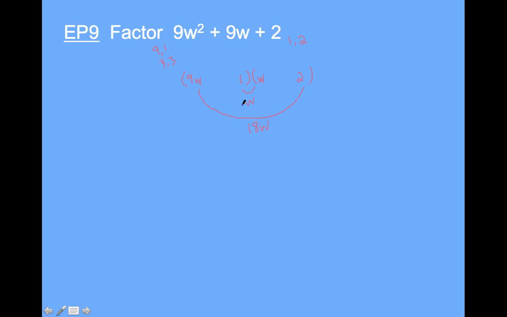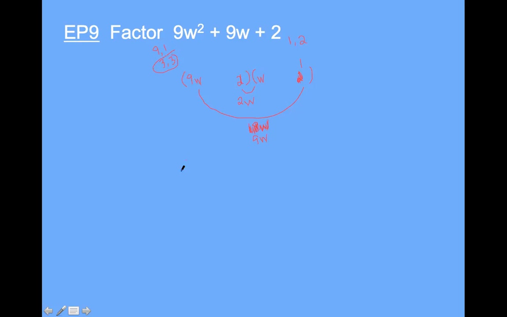Okay, can I get a 9 out of that? Nope. But before I give up on 1 and 2 and where they are placed, I'm going to switch places. I'm going to make this 2, and I'm going to make this my 1. All right, so now I'd have 2w, and this would be 9w. Can I get a 9 out of 2 and 9? No. All right, so at this point, I have no choice but to use 1 and 2 on this end. But what that tells me, if my only choices here are 1 and 2, then my problem isn't with the 1 and 2, it's my selection of 9 and 1. So my factors I must use are 3 and 3.